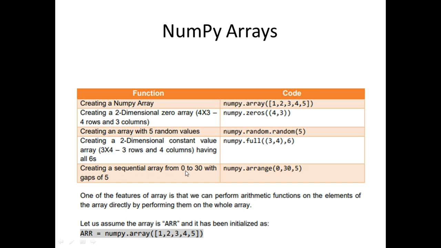Creating a sequential array from 0 to 30 with gaps of 5. So here I will say arange. Arange is the function that I use for creating an array with gaps of 5. So 0, 1, 2, 3, 4, then the next row will have 5, 6, 7, 8, 9, and so on. So numpy dot arange 0 comma 30, and the gap of 5 has to be introduced.